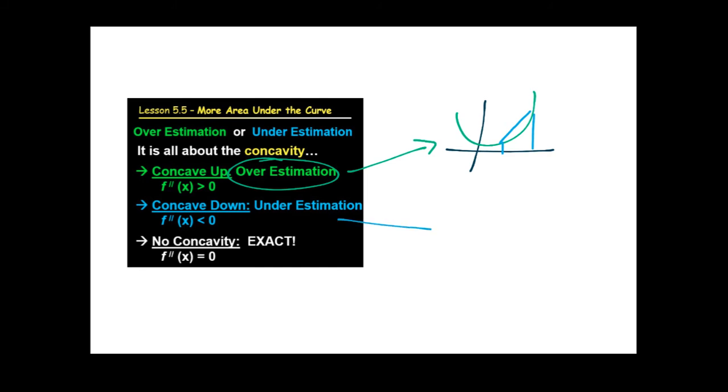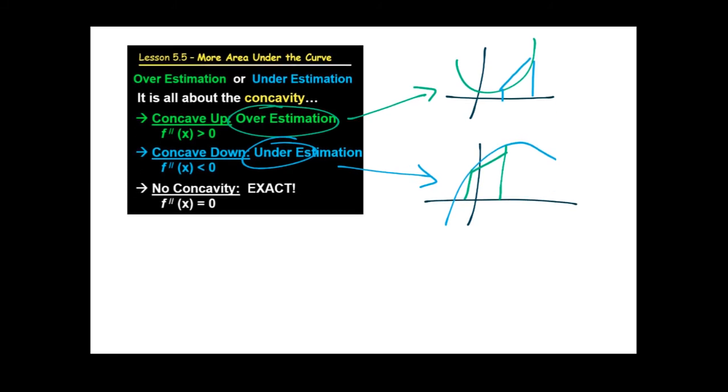Now I know you already can see the answer here, but if you think about concave down, that is a graph that opens in this manner. And if you think about drawing trapezoids under there, well, any trapezoid that you draw under a concave down graph is always going to be a little bit too small. And so we'll end up with an underestimation if it's concave down.